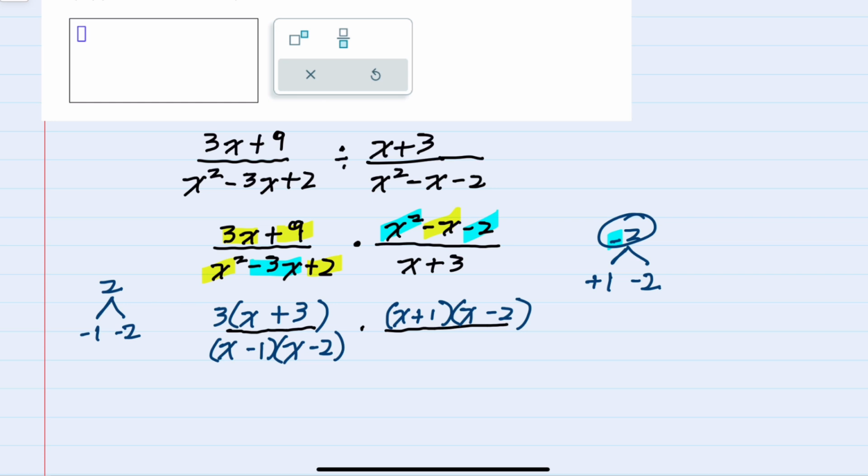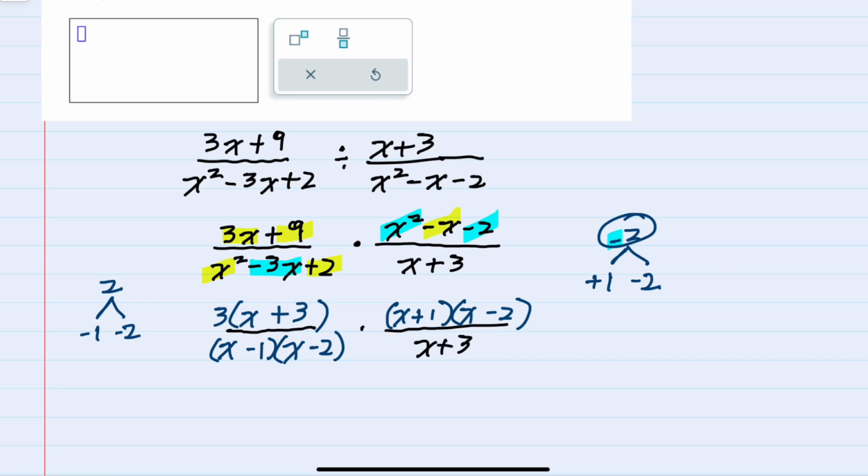This will multiply to be the minus 2, and when I multiply the inside, I get a 1x, the outside a minus 2x. Those combine to be a minus 1x, so this also is factored correctly. In the denominator, the x plus 3 cannot be factored.